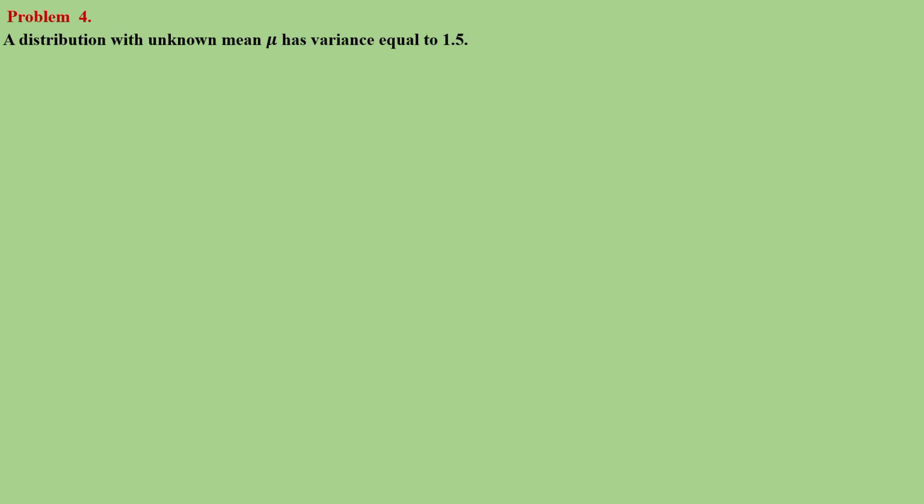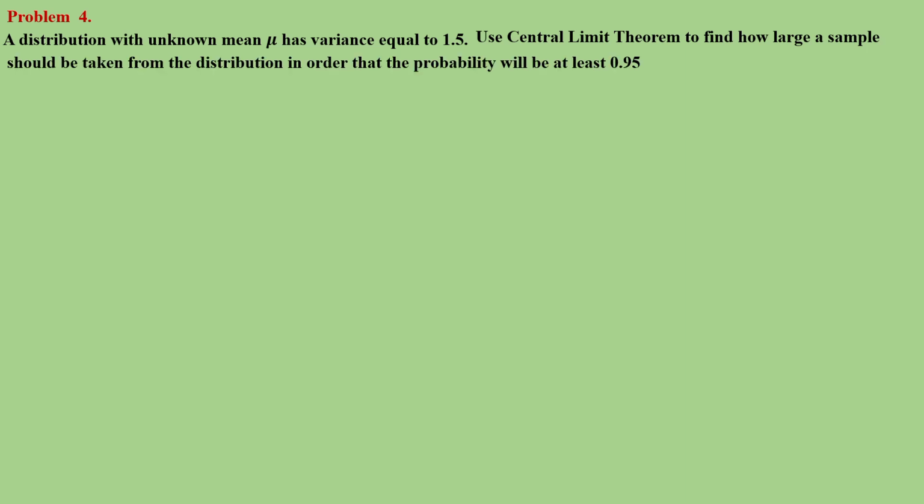Next problem, a distribution with unknown mean mu and variance equal to 1.5. Use Central Limit Theorem to find how large a sample should be taken from the distribution in order that the probability will be at least 0.95 that the sample mean will be within 0.5 of the population mean.